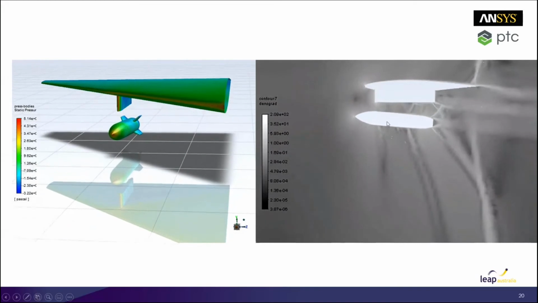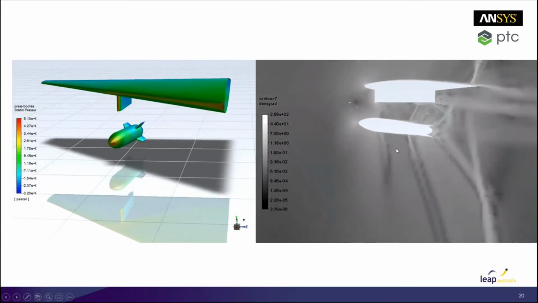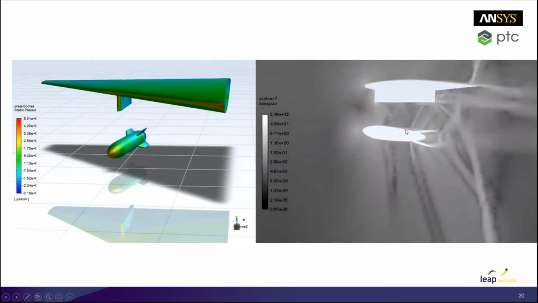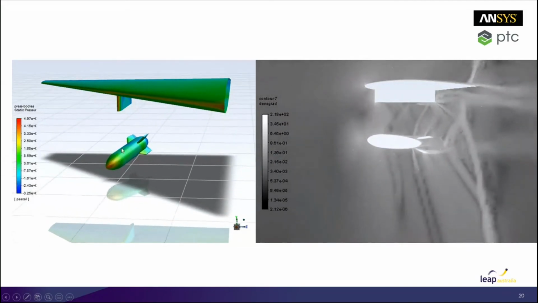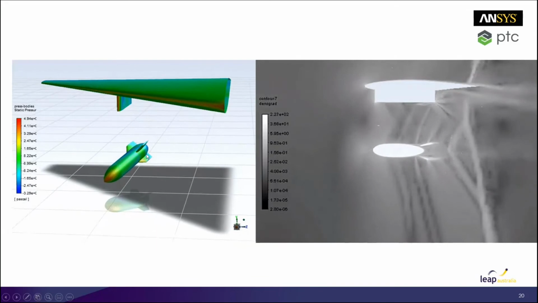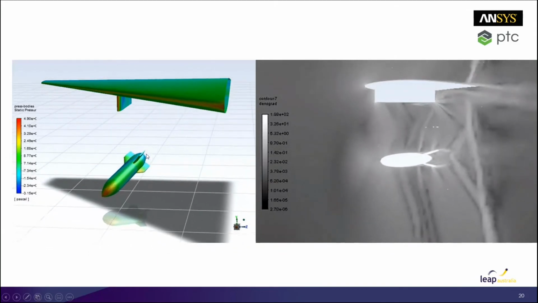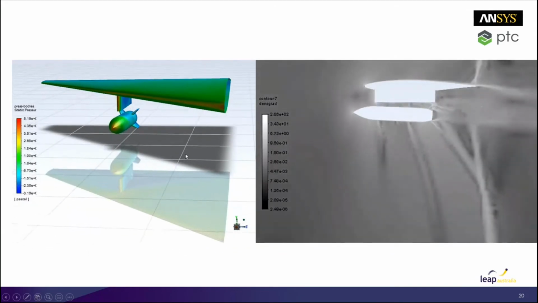So for that kind of data, we'd be looking at the translation in X, Y, Z, and the rotation in X, Y, Z, and also maybe some pressure cuts across the bomb to validate against another case to ensure that we're doing the right thing.